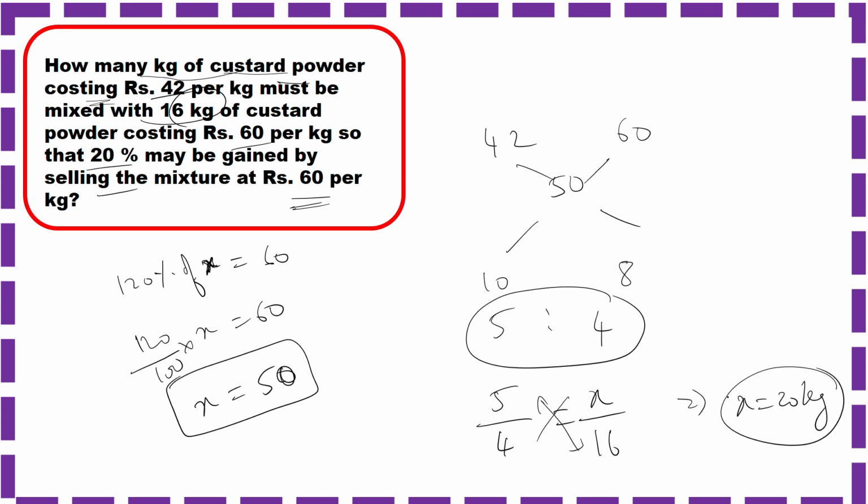What is this 20 kilos? This 20 kilos of custard powder costing rupees 42 per kg must be mixed with 16 kilos of custard powder costing rupees 60 per kg, right? So that he will incur a profit of 20%.